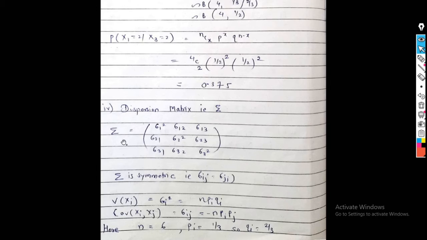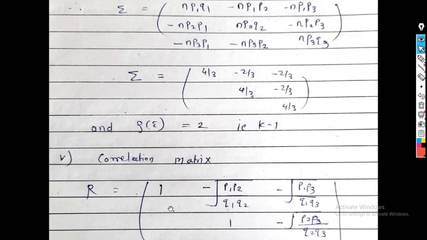We know that the variance-covariance matrix is symmetric, that is sigma ij is equal to sigma ji. The value of sigma 12 and the value of sigma 21 are both the same. The variance of xi is denoted by sigma i square, which is n pi qi, and the covariance of xi, xj, denoted by sigma ij, is nothing but minus n pi pj. Now we are given n equal to 6, all pi's are 1 by 3, and all qi's are obviously 2 by 3. So after putting these values in this matrix, we get the dispersion matrix.